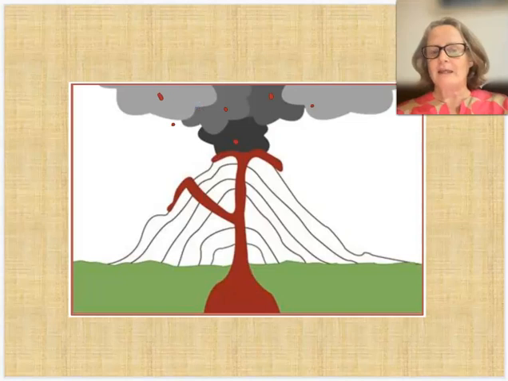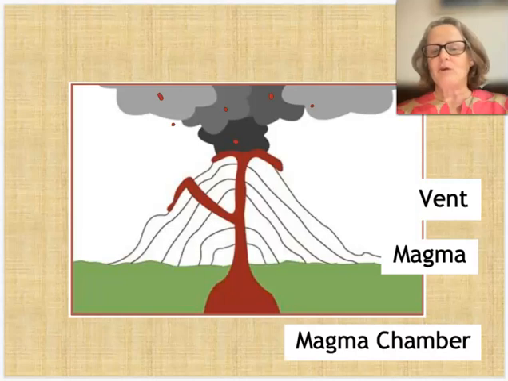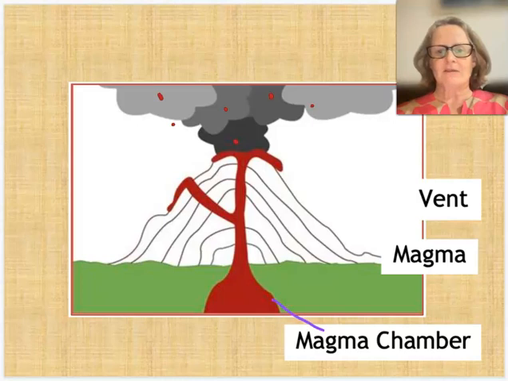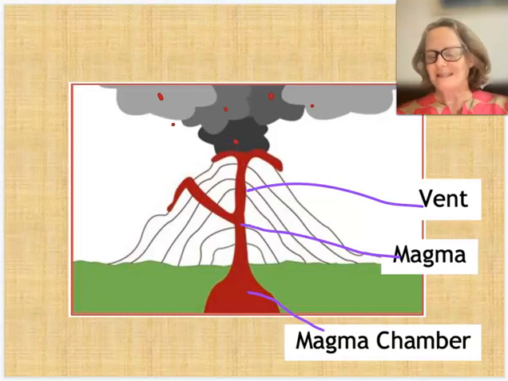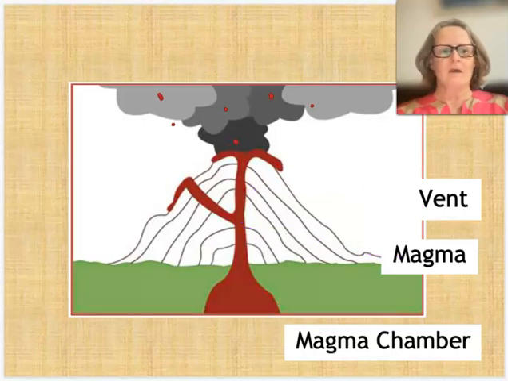So let's have a look at volcano anatomy. This is a cross-section through a sort of classic volcano. There are different types of volcano, but they all have similar features. If we look here, we can see that there's a magma chamber deep inside the earth, and that's where the molten rock is gathering. And as it pushes up through the vent or the chimney of the volcano, the magma can flow up through the existing rock, up through the shape of the volcano there.